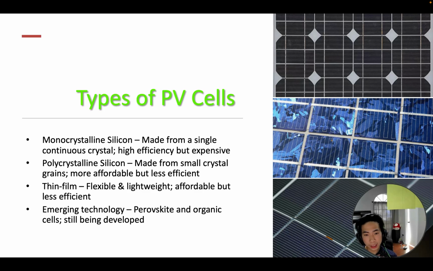Thin film is a little less used, but basically thin film solar cells are made by printing a coating of an extremely thin layer of PV material on some sort of surface. This one's a little bit more flexible since you can put it anywhere, like windows, but it is rarely used. Other emerging technologies are perovskites and organic cells, which are still underdeveloped.